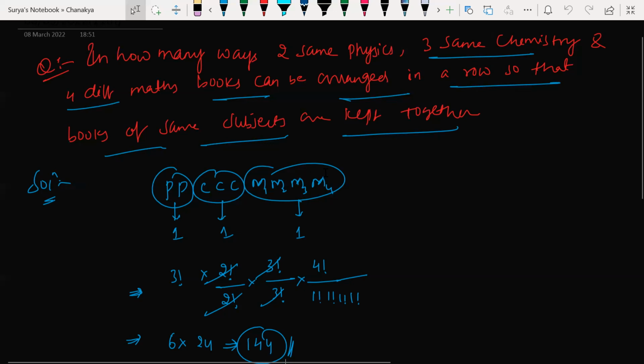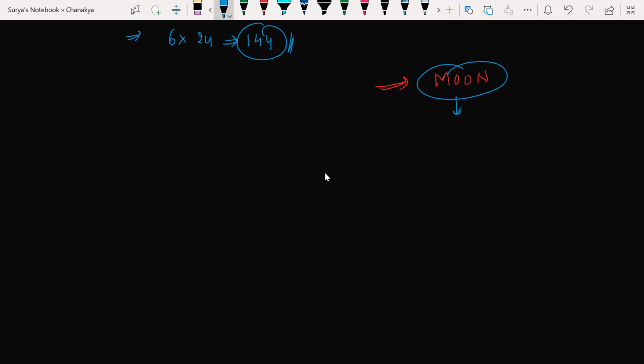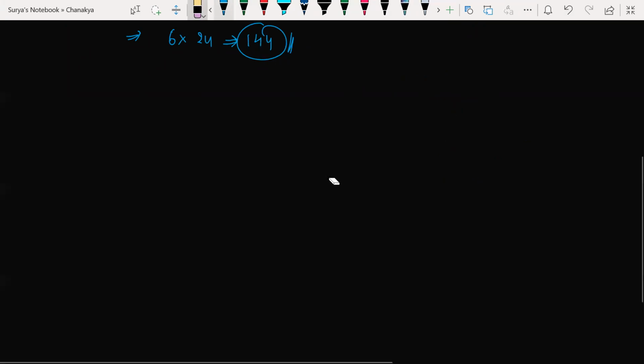Next question. So what was the formula? Yesterday I told you, look at this example, moon. Moon can be arranged in how many ways? 4 letters, so 4 factorial divided by 1 for m, 2 factorial for the 2 O's, and 1 factorial for n. This is how I solve permutations of alike objects.